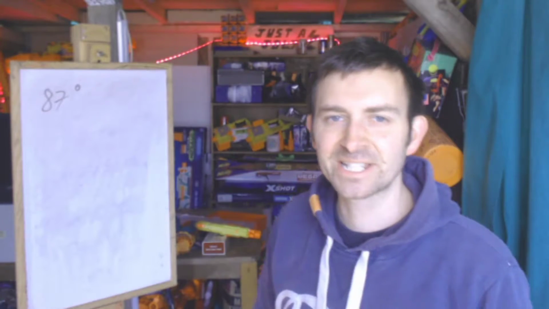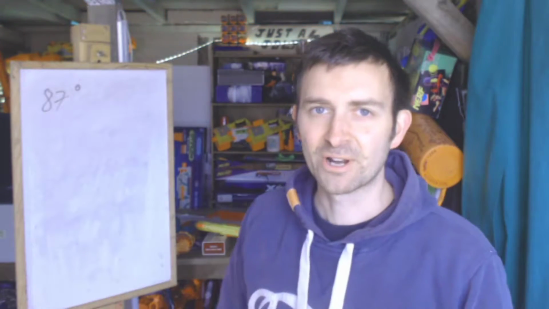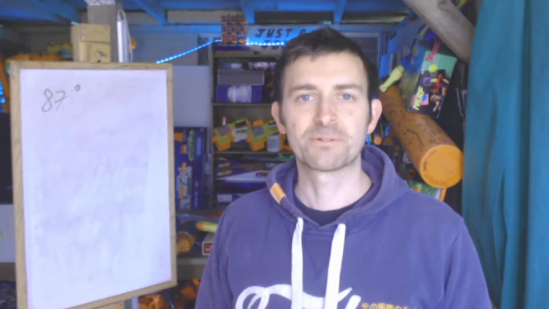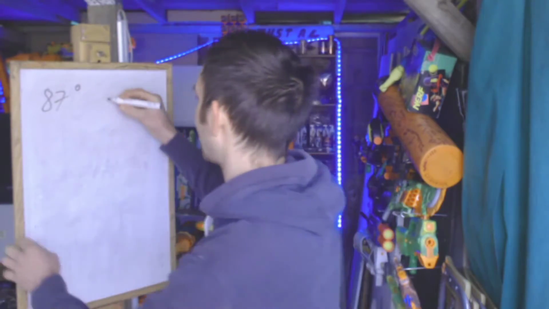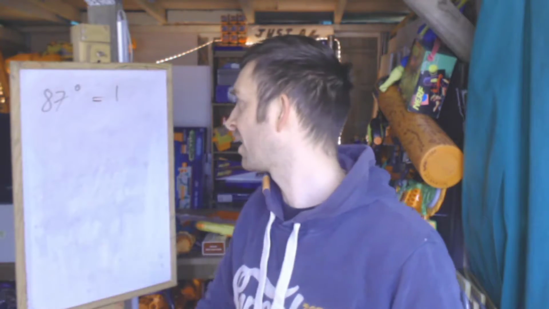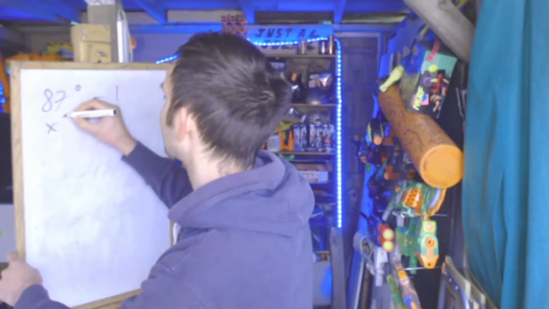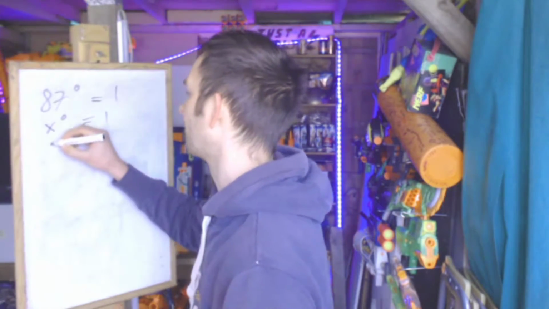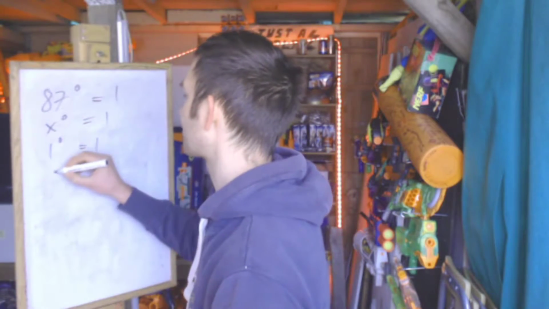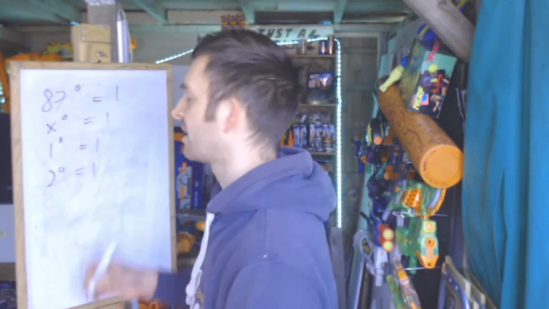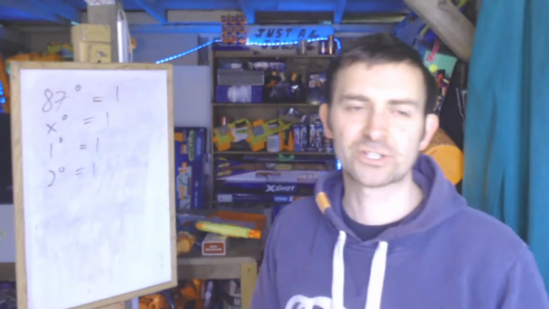Anything to the power of 0 is simply going to be 1. That is always the answer. So x to the power of 0 is 1, 1 to the power of 0 is 1, and 2 to the power of 0 is always 1. This is the first rule that we're going to go through.